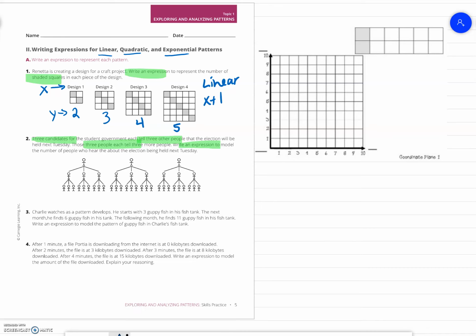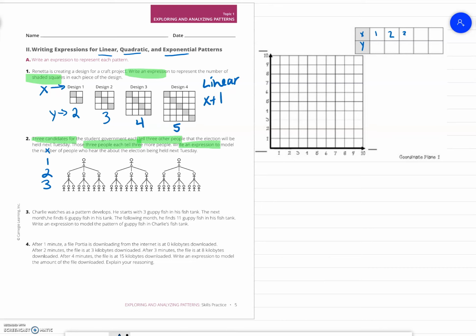So we are going to say our first round of people are the ones running for student body government, and there are 3 of them. Those 3 people tell 3 more people. So the second round, that's how many we have. And then those people tell 3 more people. So this is our third round. So these are going to be our X values, and then the number of people are going to be our Y values. So let's go ahead and fill in our chart over here.